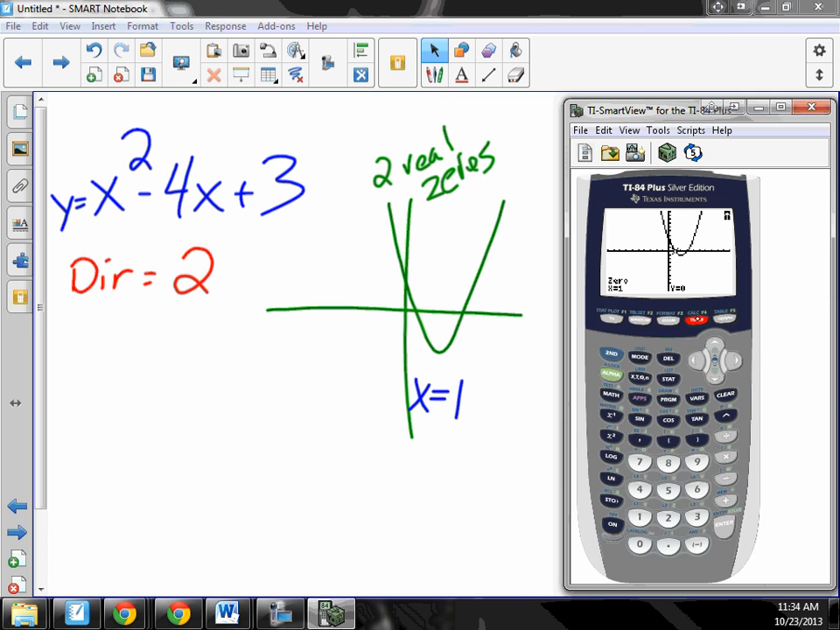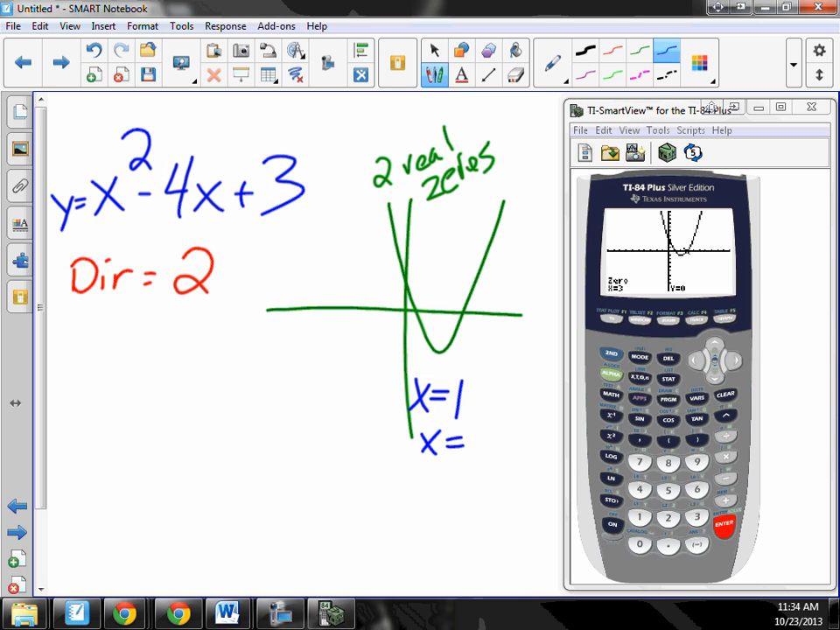And I can do the same thing for the one on the right. So this one looks like it hits at 3. So my left bound will be 2, my right bound will be 4, and my guess will be 3. 2, 4, and 3. And it says x equals 3. So those are my zeros, or my roots. Roots and zeros are the same thing.